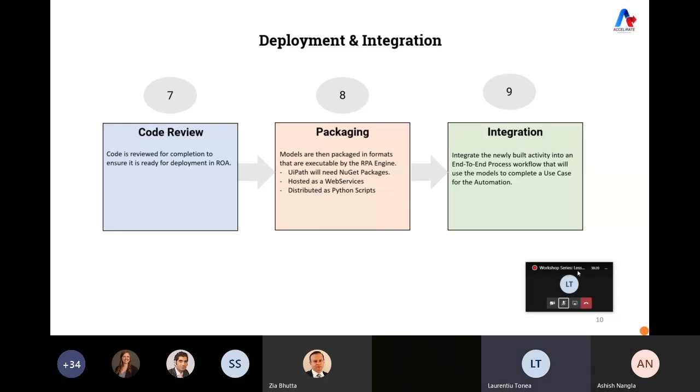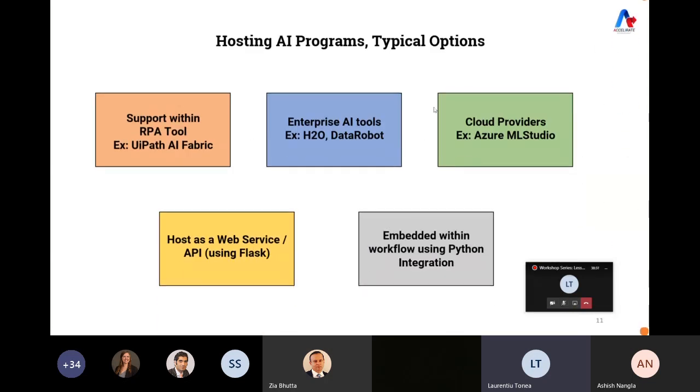When it comes to integration, it's again dependent on the deployment you choose for the machine learning model. It can either be a custom activity built in UiPath, and then you're going to have a developer, C# developer.